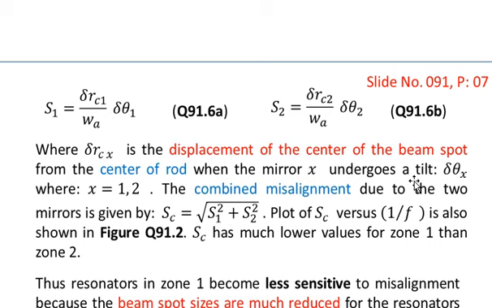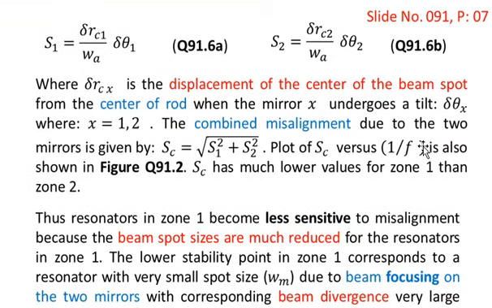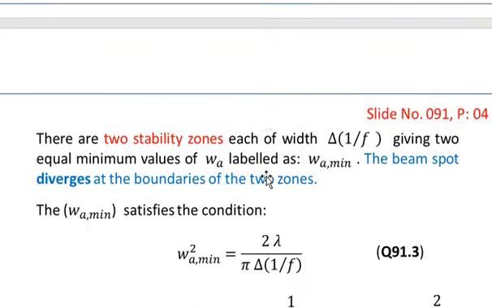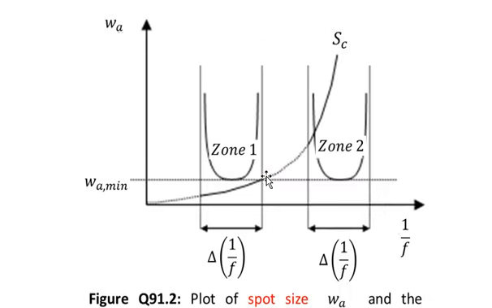when the mirror X undergoes a tilt. Delta theta is the tilt of the mirrors, where X is equal to 1, 2. So 1 stands for mirror 1 and 2 stands for mirror 2. The combined misalignment due to the two mirrors is given by SC equal to the square root of S1 square plus S2 square. This is what we have plotted in this diagram, that is, in figure number 2.